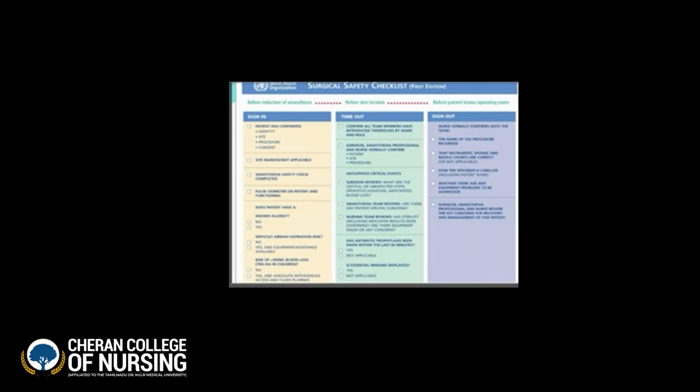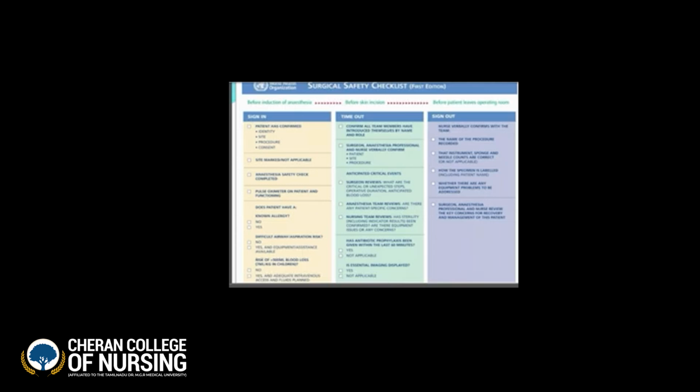In sign in, the patient must be identified, the site must be identified, the correct procedure, and we want to look for the consent signed by the patient. Okay, and the site is marked. Already I showed the site marking must be permanent, and the anesthesia safety checklist is completed. The pulse oximeter or the vital machines is on flow, and it is stable.